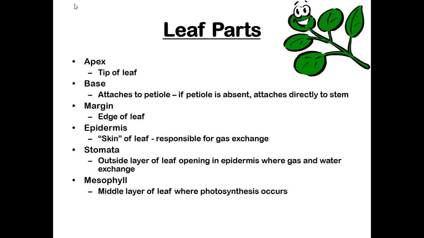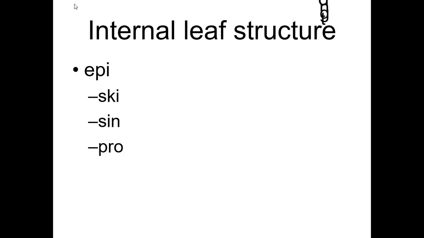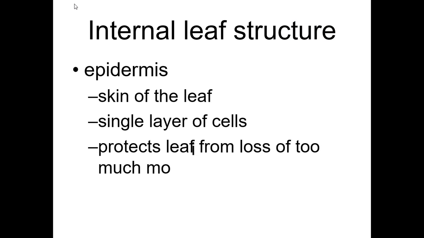And then, of course, the part where photosynthesis occurs is known as the mesophyll, and that's the middle layer in between the epidermis. The epidermis would be the skin of the leaf. It's a single layer of cells. It's designed to protect the moisture inside of the leaf, so that way that leaf does not lose its moisture that it's collecting in its roots as it's soaking in the sun.